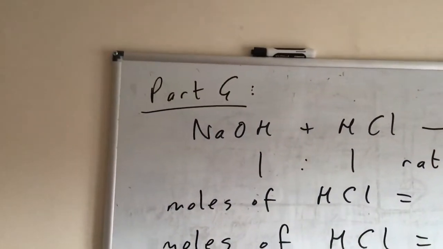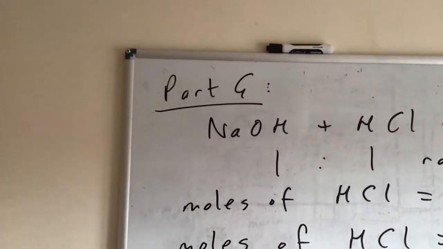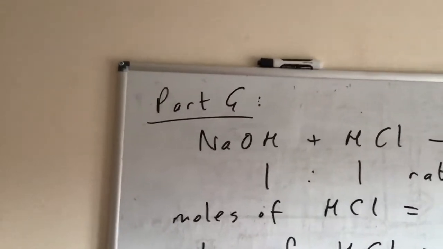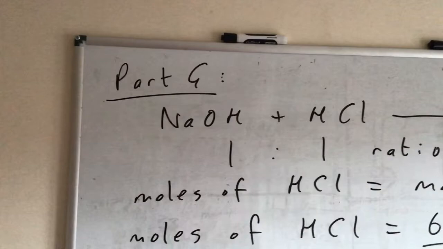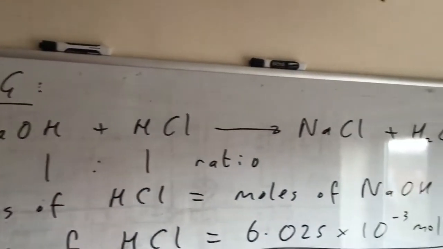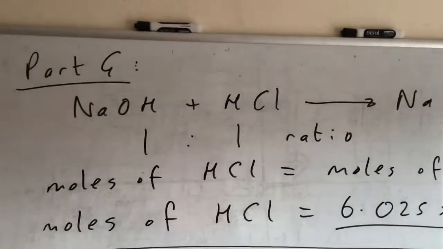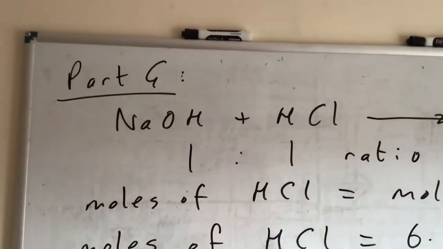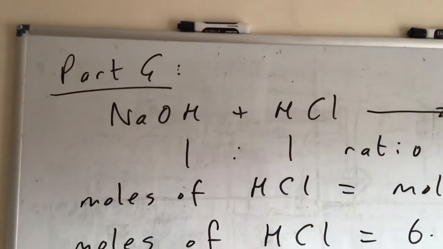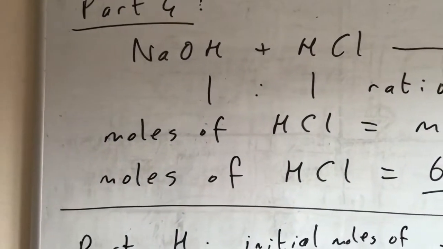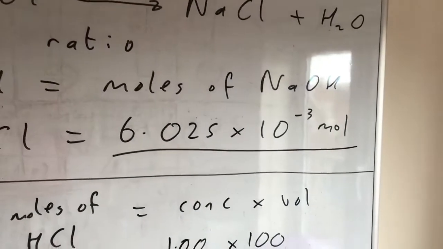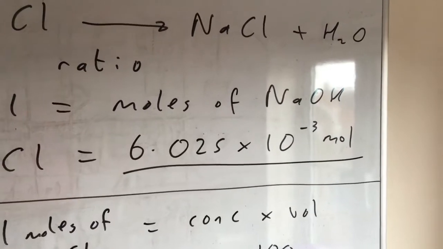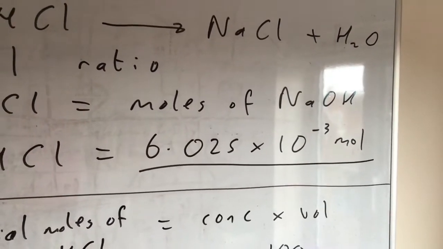Now to solve part G and find the number of moles of HCl in each aliquot, in each 25 centimetre cubed, we need to think about the equation for the titration. And here we see a 1-to-1 ratio between sodium hydroxide and hydrochloric acid. So the number of moles of hydrochloric acid equals the moles of sodium hydroxide, and therefore I just copied the number from the previous part into this answer position.